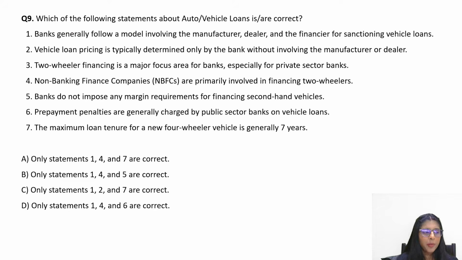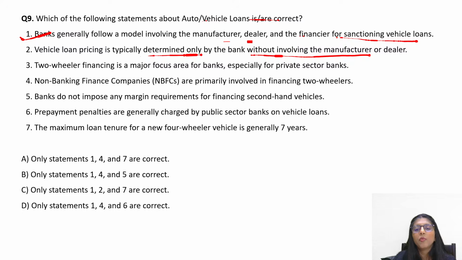Which of the following statements about auto vehicle loan is correct? Banks generally follow a model involving manufacturer, dealer, and financier for sanctioning vehicle loans. Yes, correct. Vehicle loan pricing is typically determined only by the bank without involving the manufacturer or dealer. No, it's required. It basically involves manufacturer and dealer, so it's incorrect. Two-wheeler financing is a major focus area for banks, especially private sector banks. No, it's incorrect. Two-wheeler financing is not a major focus for banks due to small ticket size. NBFCs handle this type of thing.